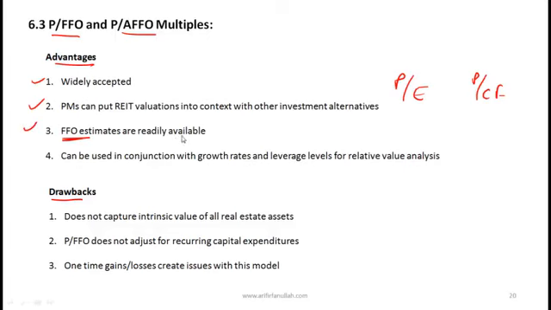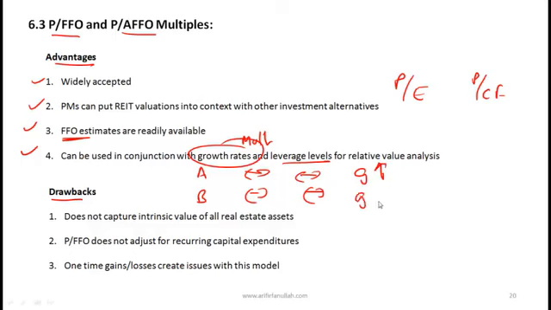FFO estimates are readily available. So as you will see in section 8, which gives us a mini case, the REIT that we talk about in section 8 actually shares its funds from operations. So these numbers are widely available, so it is relatively easy to come up with these multiples. And finally, the multiples we are talking about here can be used in conjunction with growth rates and leverage levels for relative value analysis. Now simplistically, this means the following. Let's say you are evaluating two REITs A and B. Both have the same price to AFFO multiple. Let's say that the leverage level is also the same for both REITs, but the growth rate of A is more than the growth rate of B.